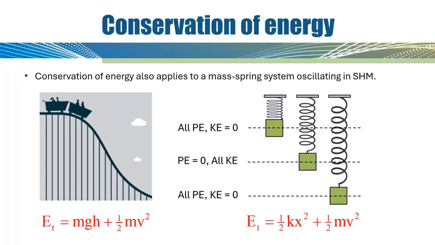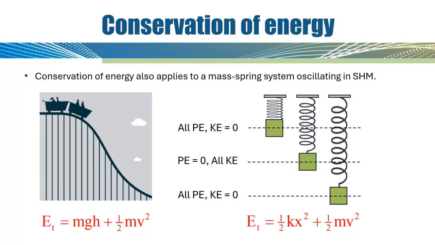We have the same sort of thing happening with a mass spring system, perhaps oscillating vertically in this example. So this is the natural length of the mass spring system. Here it's compressed, here it's elongated. But it doesn't really matter where the mass is in its point of oscillation. The total energy is always going to be equal to the potential energy plus its kinetic energy. So 1/2 kx squared plus 1/2 mv squared.